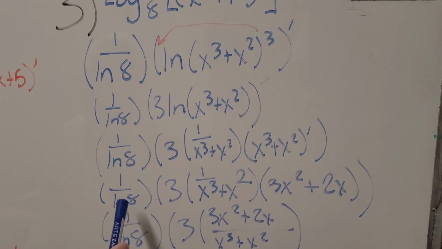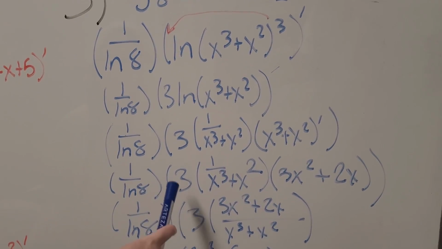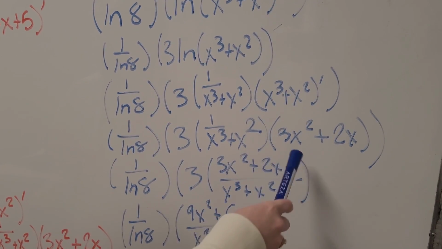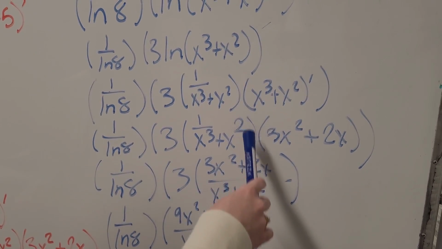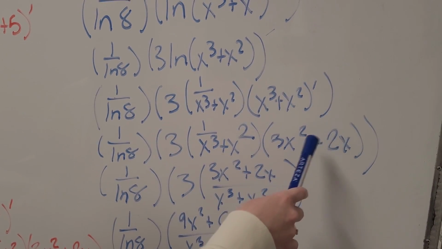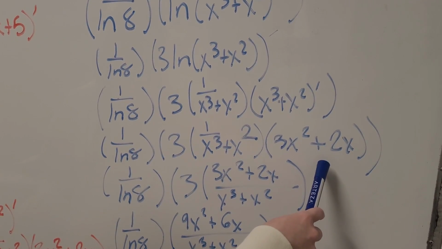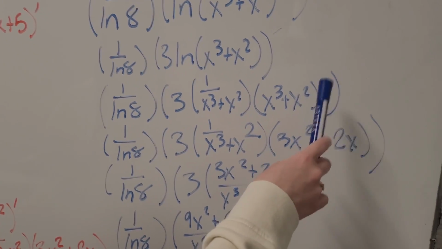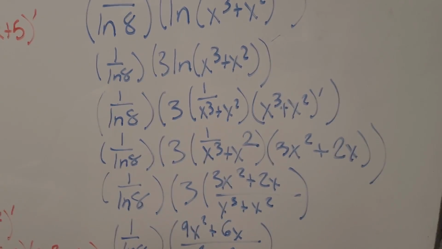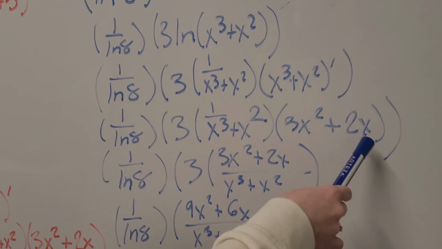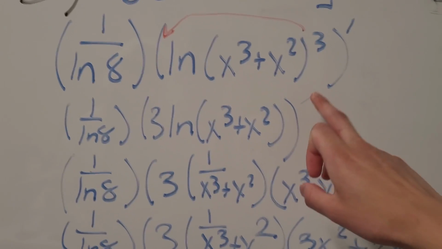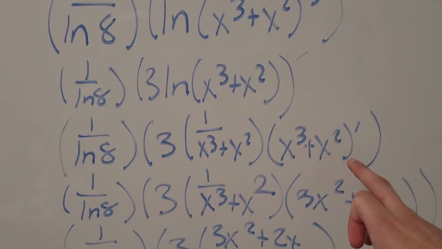So 1 over ln of 8, 3, parentheses 1 over x to the third plus x to the second. We find the derivative here. 3 comes over, 3 minus 1 is 2, so 3x to the second power plus 2x, where the 2 comes down and 2 minus 1 is 1. x stays the same, because x to the first power still shows. And just to clarify, this is a derivative symbol.